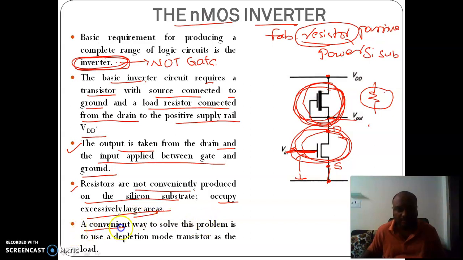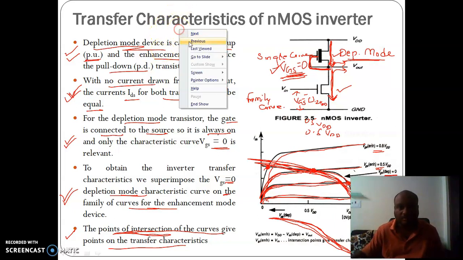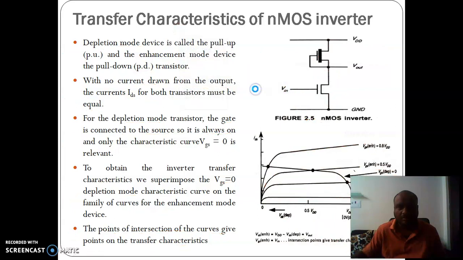So a convenient way to solve this problem is to use a depletion mode transistor as the load. So now see here, I am using a depletion mode transistor in place of a resistor as the load. Hope that is clear. So these are the transfer characteristics of the nMOS inverter, taking into consideration the constructed nMOS inverter we discussed in the previous slide.